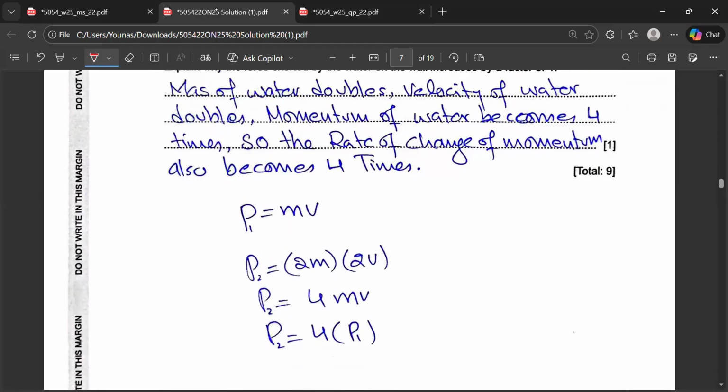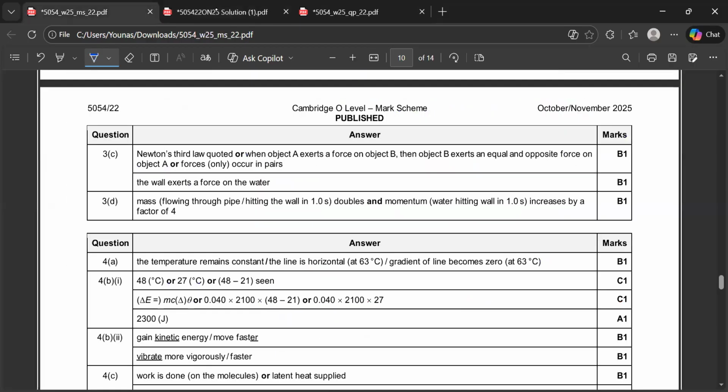You know that in the previous parts we have shown that the resultant force is basically equal to the change in the momentum divided by time. So the change in the momentum has also become 4 times because your momentum has become 4 times. Okay. So the force will also become 4 times. Mass flowing through the pipe hitting the wall in 1 second doubles, and the momentum of water hitting the wall in 1 second increases by a factor of 4.